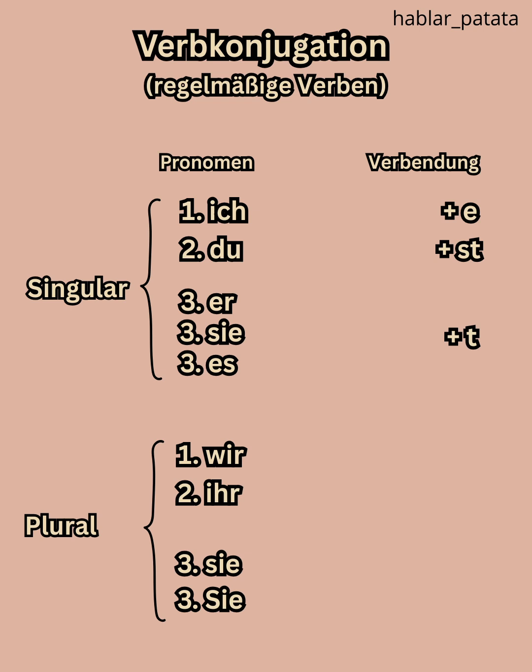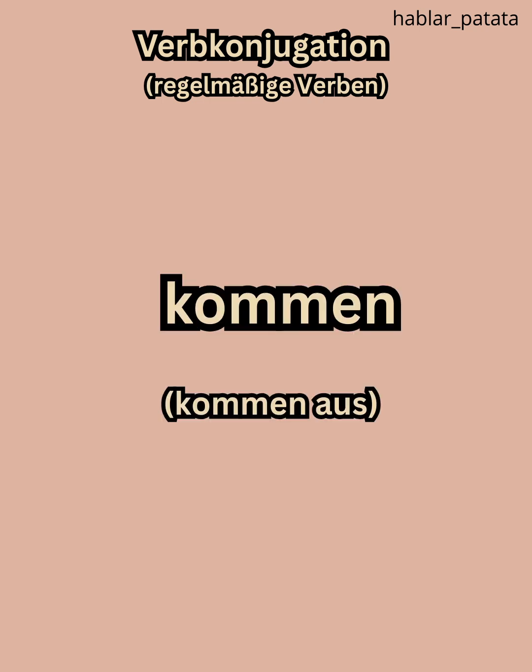For the first person plural, we will add en. For the second person plural, we will add t. And for the third person plural, we will add again en. The same goes for the formal version. Let's test this with the verb kommen.